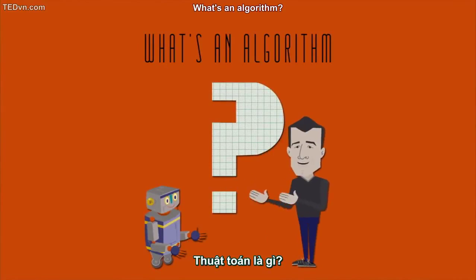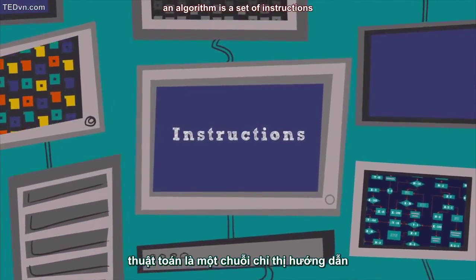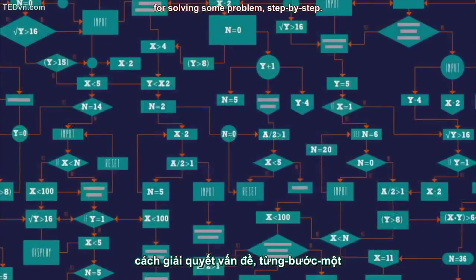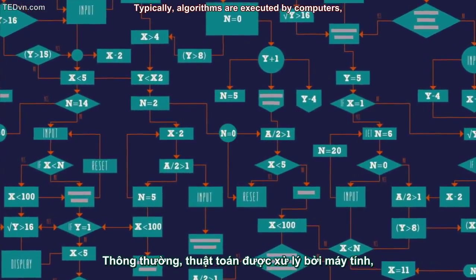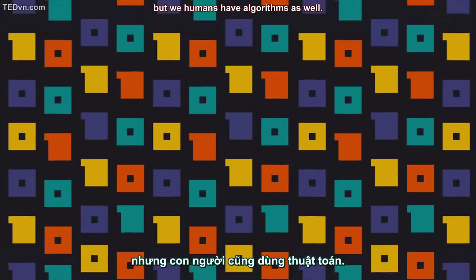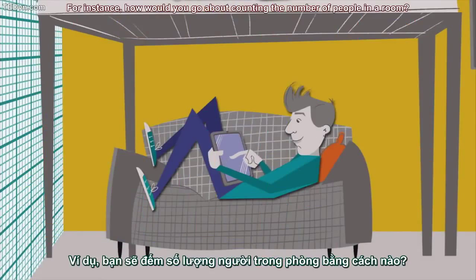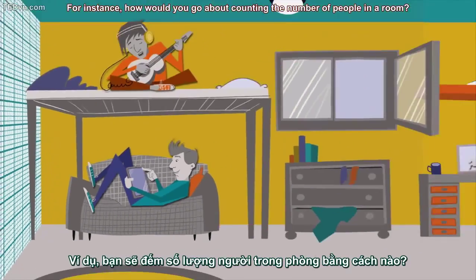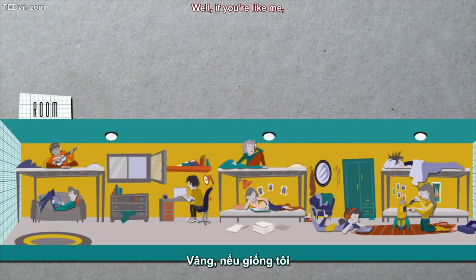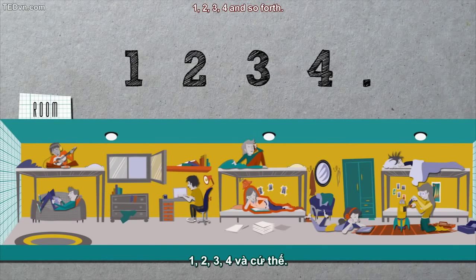What's an algorithm? In computer science, an algorithm is a set of instructions for solving some problem, step by step. Typically, algorithms are executed by computers, but we humans have algorithms as well. For instance, how would you go about counting the number of people in a room? Well, if you're like me, you'd probably point at each person, one at a time, and count up from 0. 1, 2, 3, 4, and so forth.